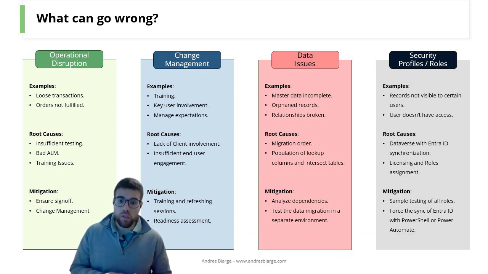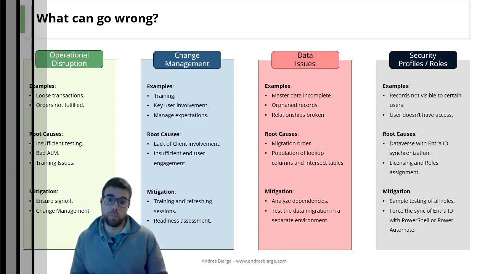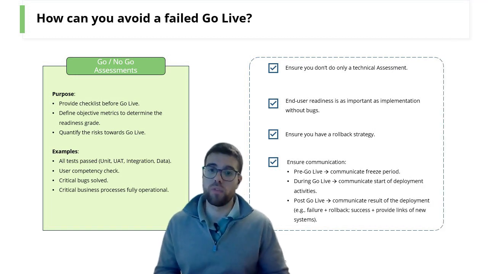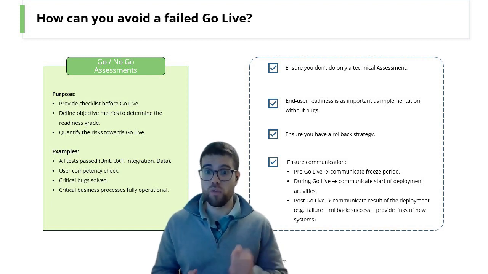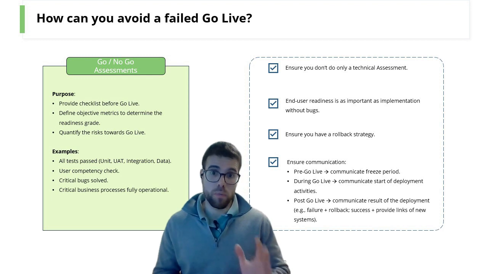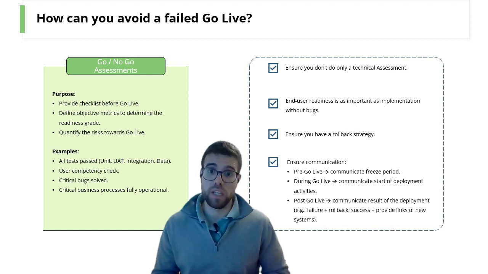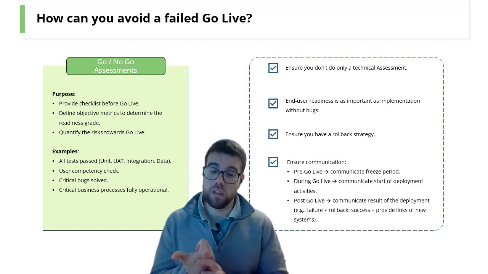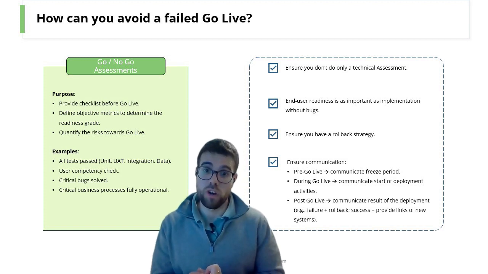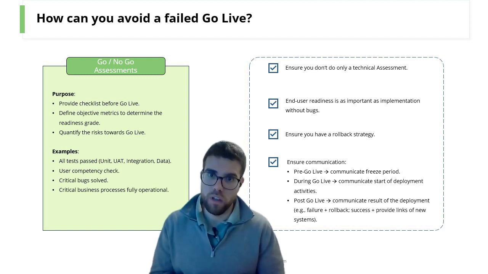You can always test the security configuration by running sample testing with users, assigning different roles to them, and seeing if everything stays put. The best way to avoid failing during go live is by performing a series of go, no-go assessments. This can be a checklist that you follow to ensure that everything is covered and goes as intended. This approach will also provide you with objective metrics of your readiness grade and ensure that you can quantify the potential risks ahead. Examples of checklist items that you can use are: have all the tests been passed? Do we have all the sign-offs of the user acceptance testing sessions? Are all the critical business processes fully operational, or all the critical bugs solved?